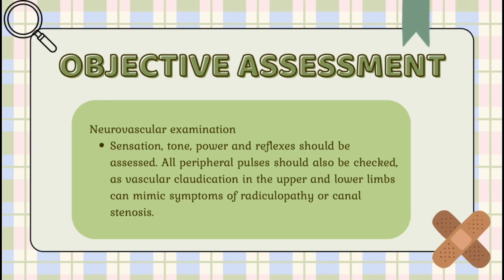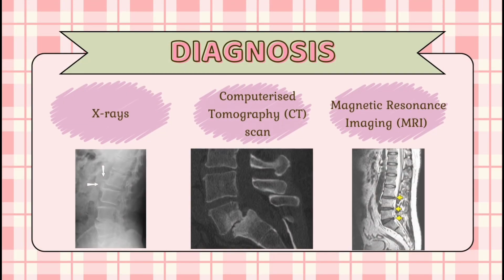Next is neurovascular examination. For example, sensation, tone, power, and reflex should be assessed. All peripheral pulses should also be checked, as vascular claudication in the upper and lower limbs can mimic symptoms of radiculopathy or canal stenosis. Diagnosis for lumbar spondylosis is X-ray, CT scan, and MRI.